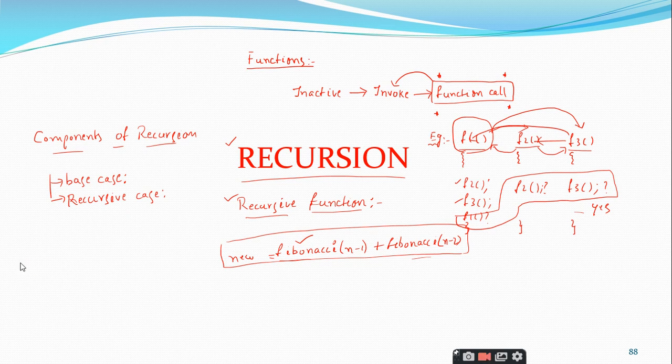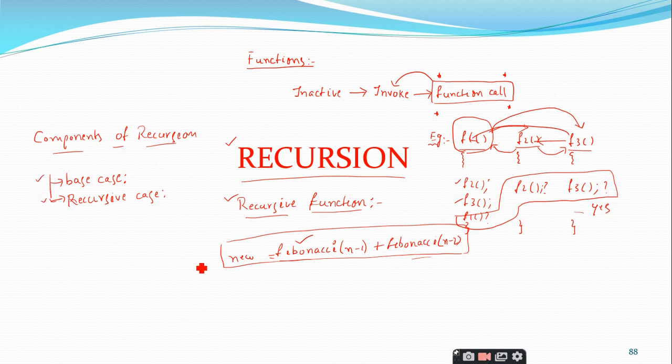Any recursive function you take should have these two components. For example, take the Fibonacci series. This is a recursive function. Why? Because it is calling itself. Therefore, this is a recursive function, and it should have these two cases, the base case and the recursive case.